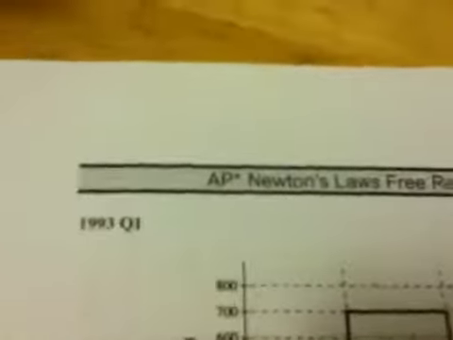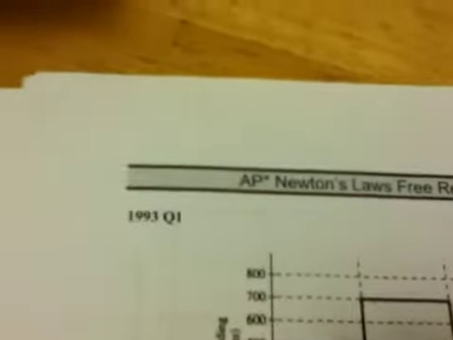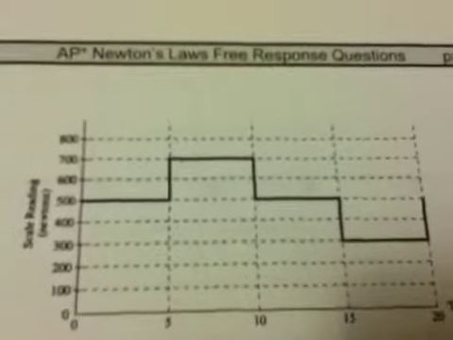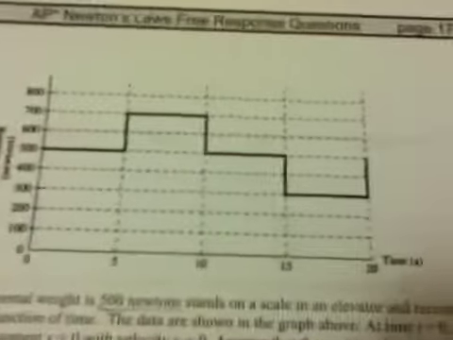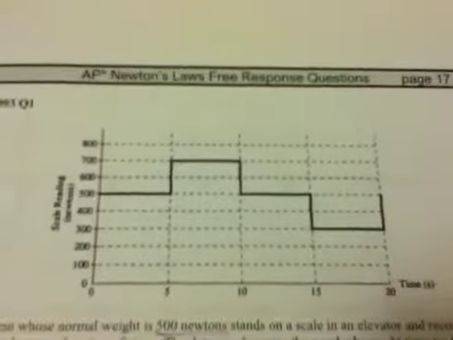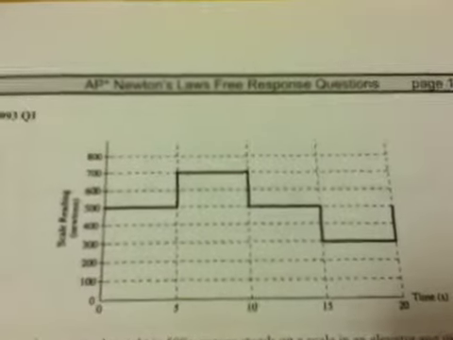Alright guys, so we see that we are currently on question 1993, question 1. This is the second question in your packet, and we see that we've got a new looking graph. And we see that this graph is scale reading in newtons versus time, which is different because all we've been dealing with is the acceleration versus time, velocity versus time, and distance versus time.